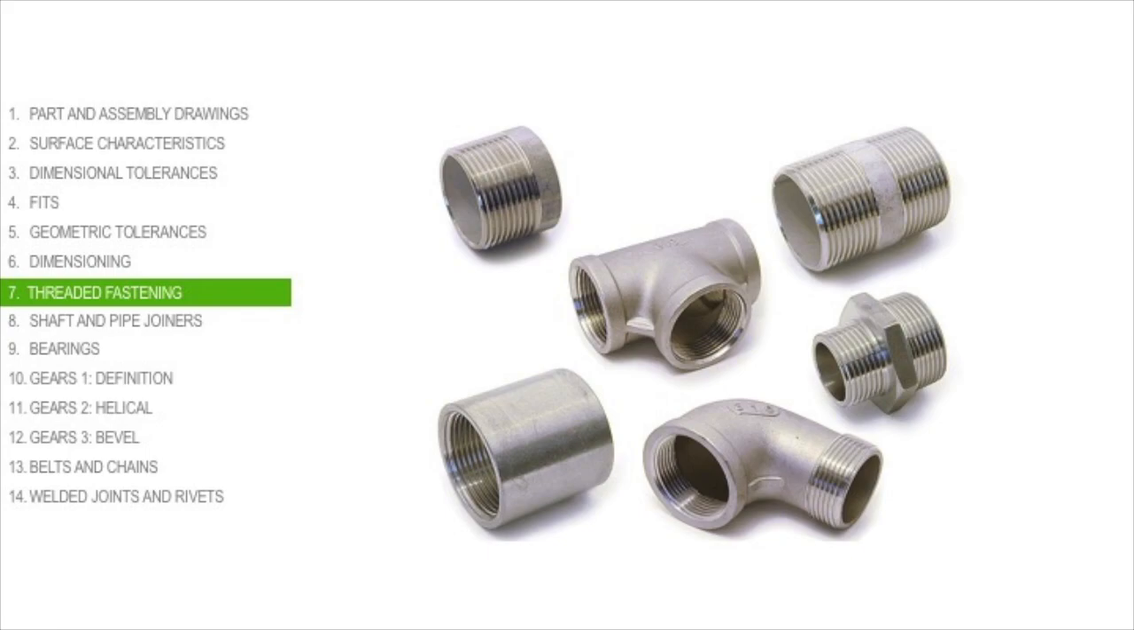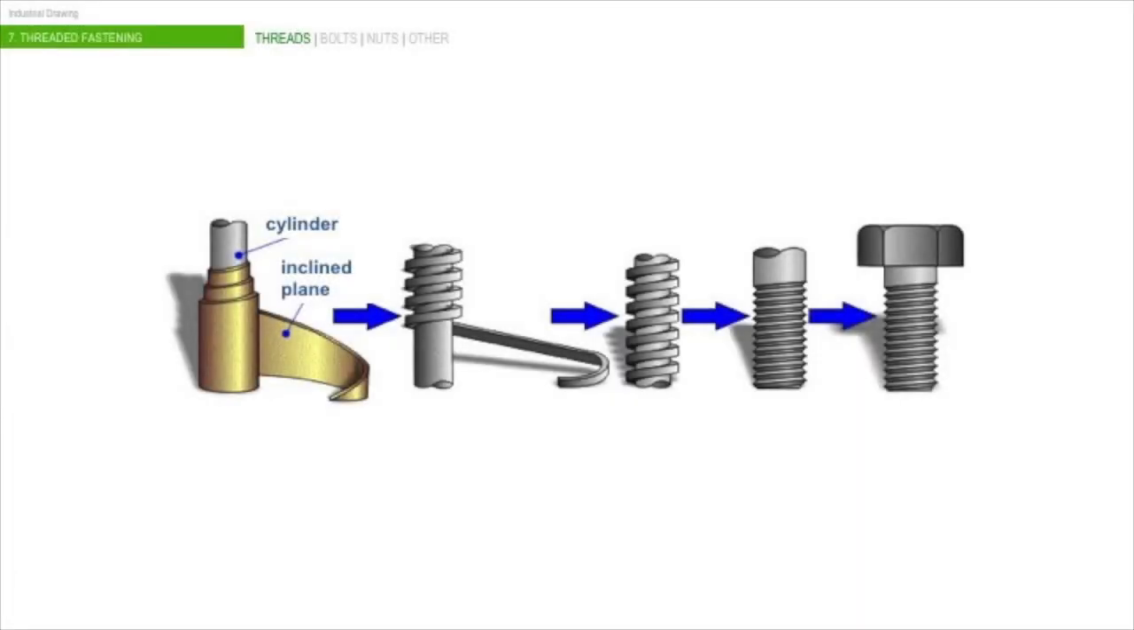This time we face how to draw threaded fastenings. Threads are inclined planes around cylinders. An inclined plane is one of the basic machines. They reduce the force necessary to move a load a certain distance up or down by providing a path for the load to move at a low angle to the ground. So this lessens the needed force but increases the distance involved, so that the amount of work stays the same.